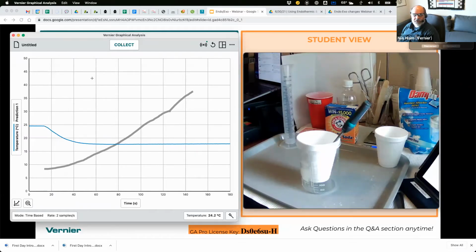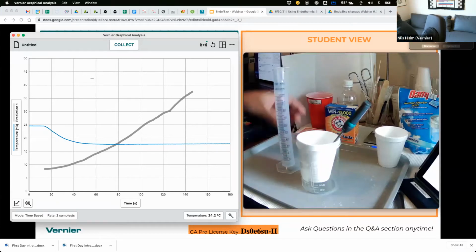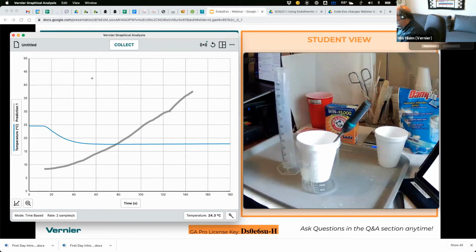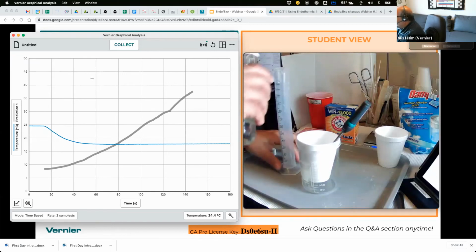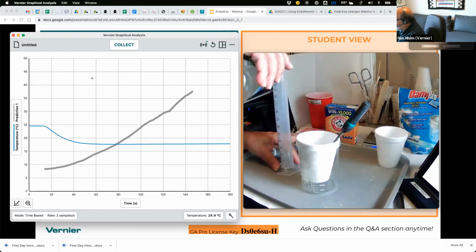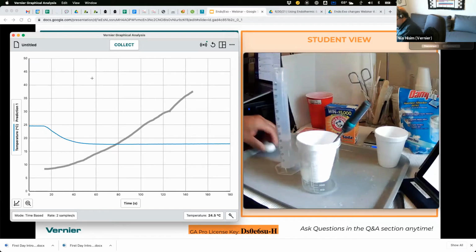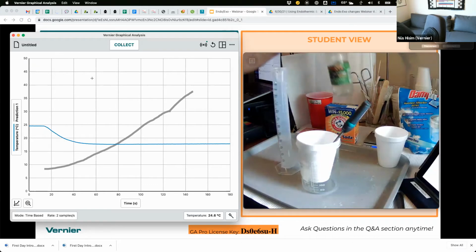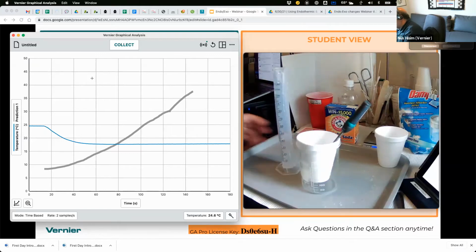The neat thing about Graphical Analysis is that it automatically saves runs, so you don't have to do anything about storing a run. If you do this on a LabQuest, you will have to do that, or if you do it in Logger Pro on a computer, which you can do. For years I did it on Logger Pro because we had gobs and gobs of that equipment, and you have to store the run so you don't lose it. But the neat thing about Graphical Analysis is runs are automatically stored.